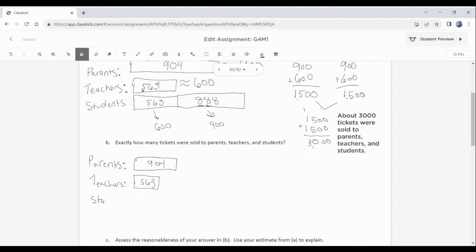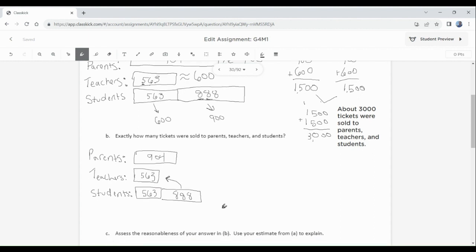And the phrasing for how it explains how many tickets students bought was 888 more than the teachers. So again, the students bought the same amount as the teachers and 888 more. They did not buy 888 tickets alone. They bought 888 more than the teachers. So the teachers' amount and 888 more.